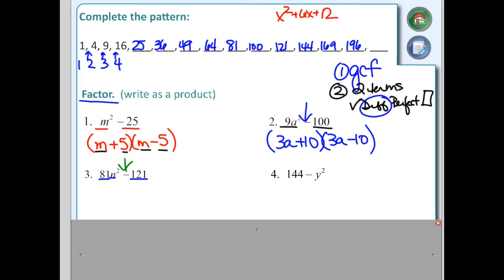How do we factor difference of perfect squares? Oh, we need sum and difference. So this is going to be 9n plus 11, and that's going to be 9n minus 11.